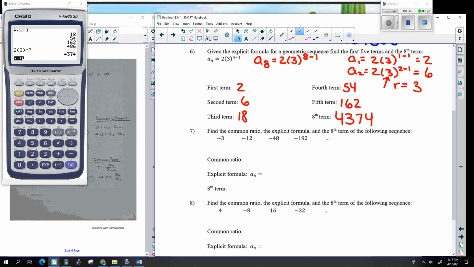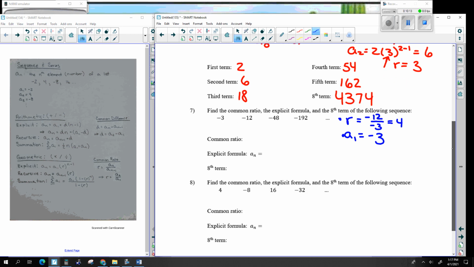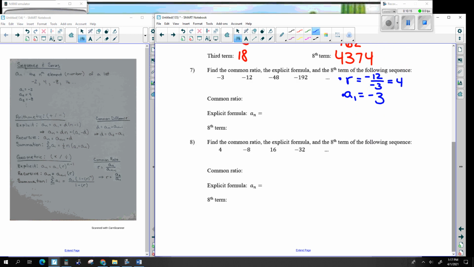All right, so here we go. Common ratio. Common ratio is the second number divided by the first number. Okay, A1 is also going to be important. All right, so here we're asked to write the explicit formula. So if you look at your formula sheet, I have a geometric sequence, and the explicit formula is literally written right there for you. Okay, so just plug in everything but the letter N.